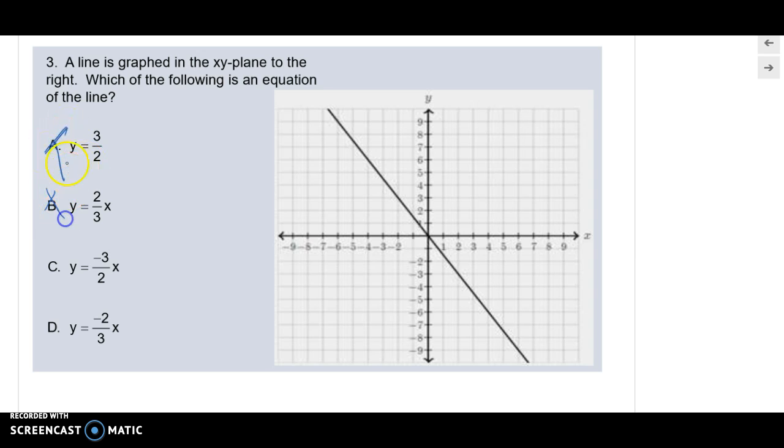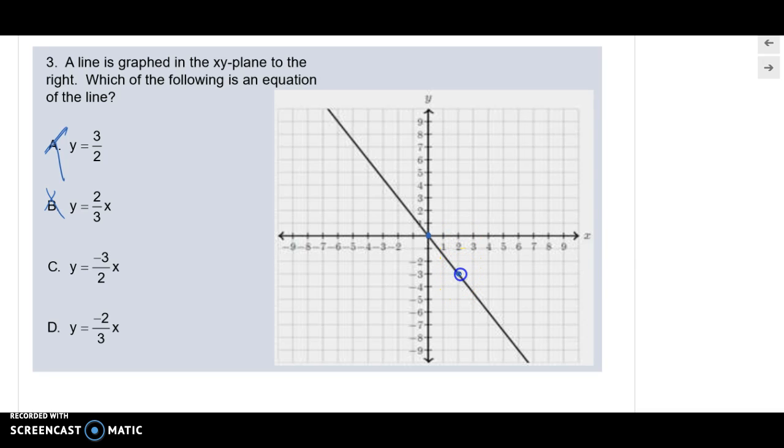Oh, there it lets me draw now all of a sudden. A and B, because those have positive slopes. So now, at the worst, I'm 50-50. Now I'm basically just looking to figure out what would be the most appropriate answer. So it's going to go through the origin, which is nice. That point is 0, 0, so that works out really nice for me.